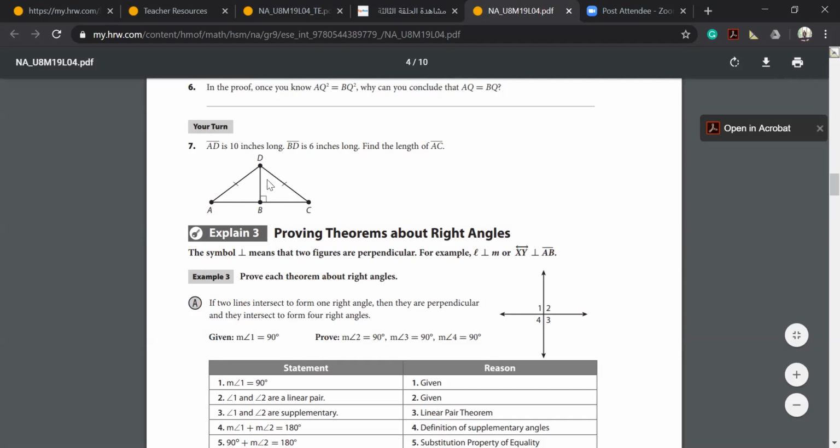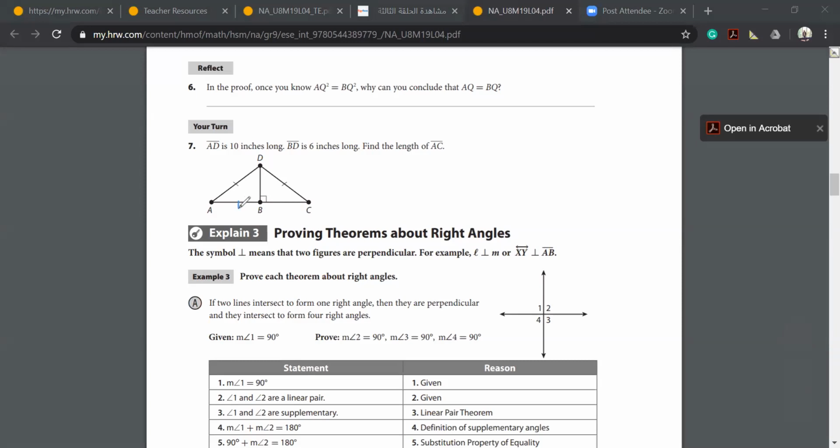And he gave you BD equal to 6. Since he already gave you that this is 90 degrees and this is equal to this, I can say that BD is the perpendicular bisector of AC. So this part will be equal to this part, right? The question is, how can I find AC as a whole? I can't find it directly, but if I find BC only, I'm going to multiply it by 2, and then I will find AC as a whole, right?